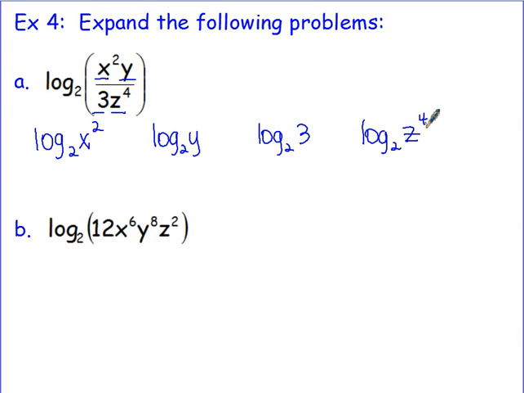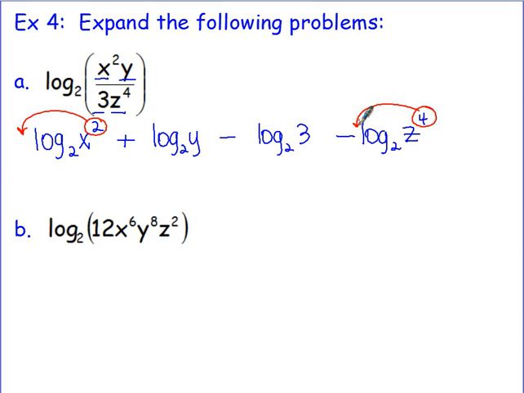Now let's fill in some plus and minus signs. X squared is on top, so this log is positive. Y is on top, so this log is positive. 3 is on bottom, that log is negative. Z is on bottom, that log is also negative. So hopefully you're like, oh, that helps make that little shortcut a lot easier. Now we're not 100% done. We do have one more step, and that's dealing with any exponents. Well, here's one. That one doesn't have one. That one doesn't have one.